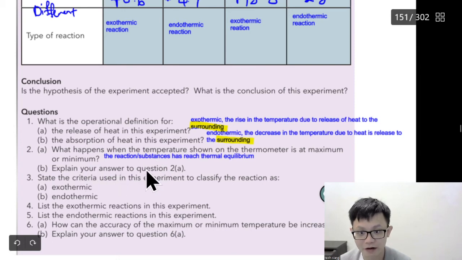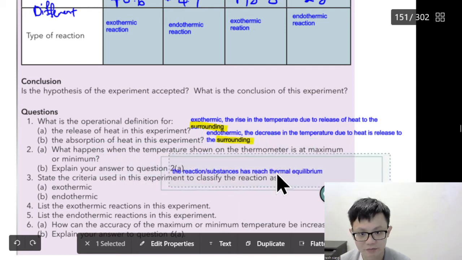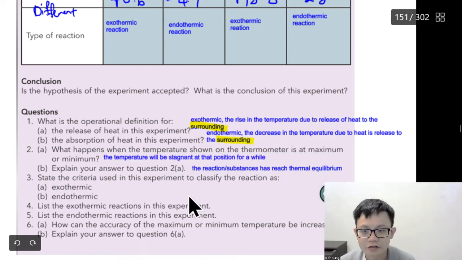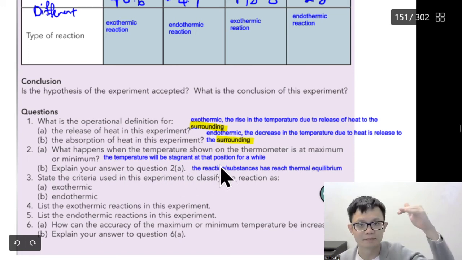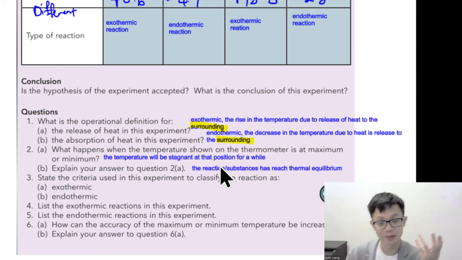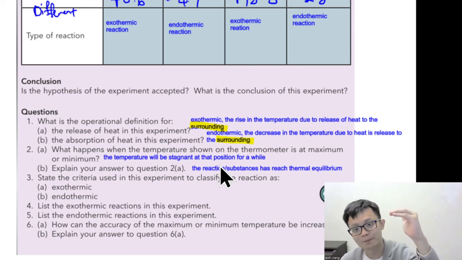Explain your answer in 2A. Sorry, then I think this answer should be here. The reaction has reached thermal equilibrium. Okay, so I think for 2A, I will choose this answer. The temperature will be stagnant, because stagnant means stop. At maximum it will stop for a while, no matter how long you wait. Because at first you wait, and then the thing will stop there. Or you wait for it to be cold and it will stop there. So it will stop.